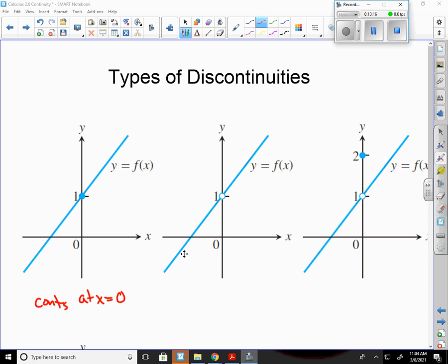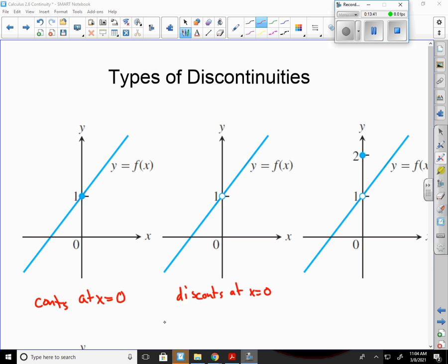The second one here has an open circle. So at x equals 0, we have nothing. It's undefined. In other words, this would be discontinuous at x equals 0 because of the hole.